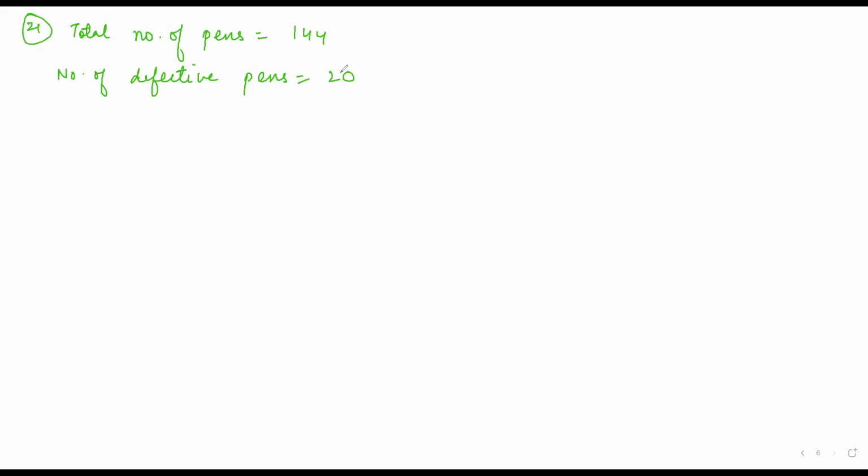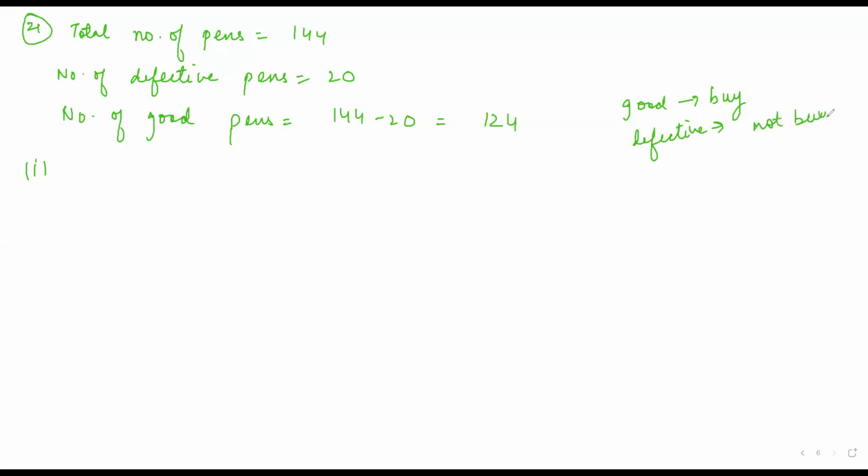What is the probability that she will buy it? So that means you want to find the probability of a good pen, right? So we can find the number of good pens first of all. Total pens minus 20, so it will be 124, right? If it is a good pen, she will buy it. If it is a defective pen, she will not buy. So the shopkeeper is drawing out one pen at random, and you have to find the probability of a good pen, correct?